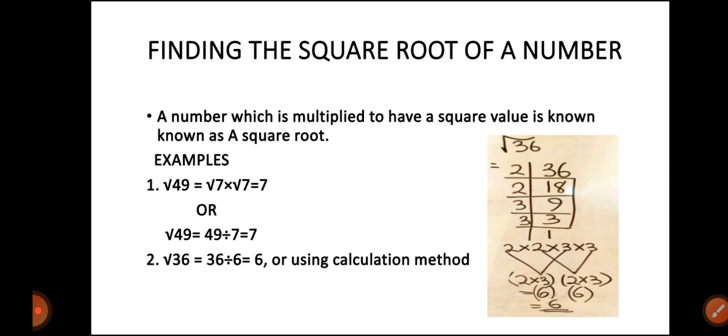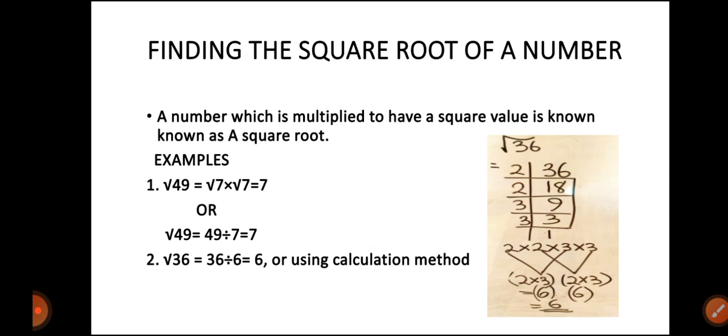Then the second one, we have the square root of 36. You can say 36 divided by 6. A number that 36 can divide without any remainder is the square root of that number. You see 36 divided by 6 is equal to 6. That means 6 times 6 is 36. Or we can use the calculation method.